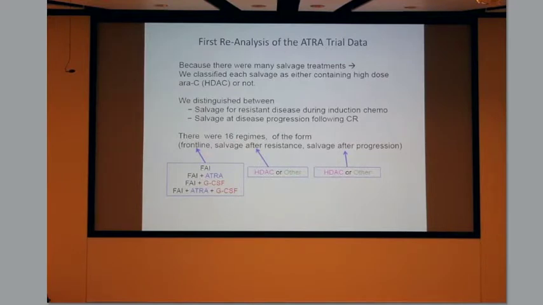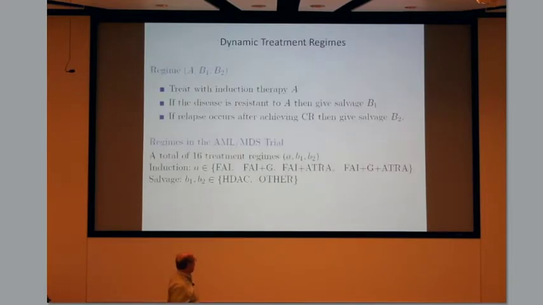You have a frontline, a salvage after resistance, and a salvage after relapse. So there were 4 possibilities for frontline, and the same 2 possibilities for the salvage after resistance and salvage after progression. Notice that I very cleverly have used different colors for them. So here's kind of a pinkish for high-dose AraC and a green for others. It makes it kind of fun to see you play with color.